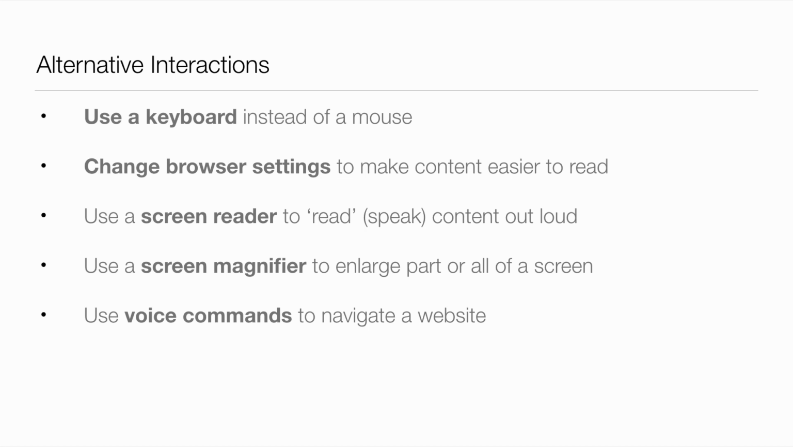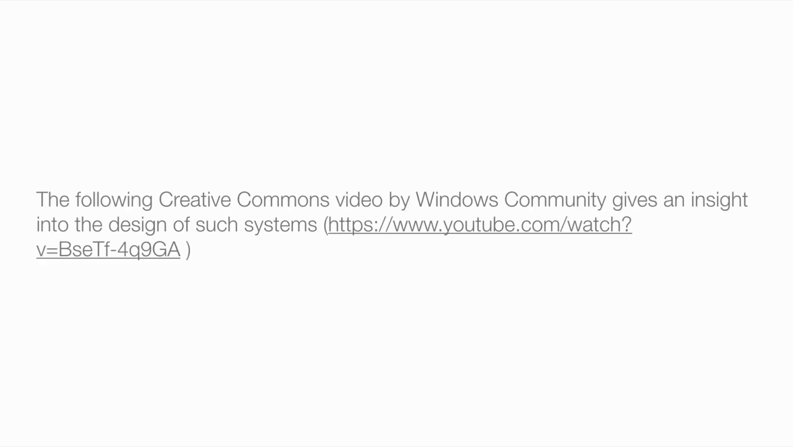Now, to help you understand this fully, I've got a quick video to show you. This video is Creative Commons. It was created by the Windows community, so I'm showing it to you here partly as part of fair use, well, fully as part of fair use, but also because it's very important you see this. So I really hope that you find great insight into the design of systems for people with accessibility issues. So please check it out and enjoy.